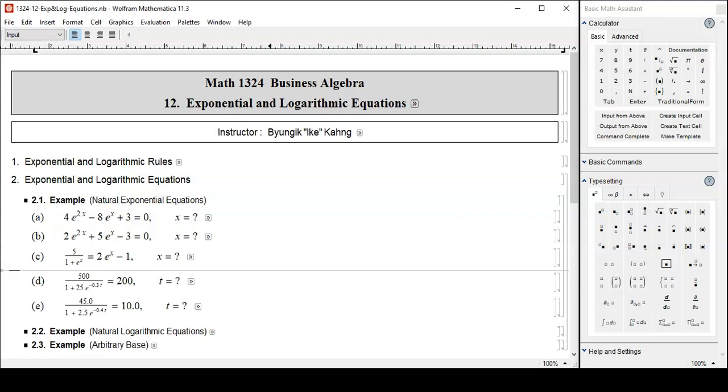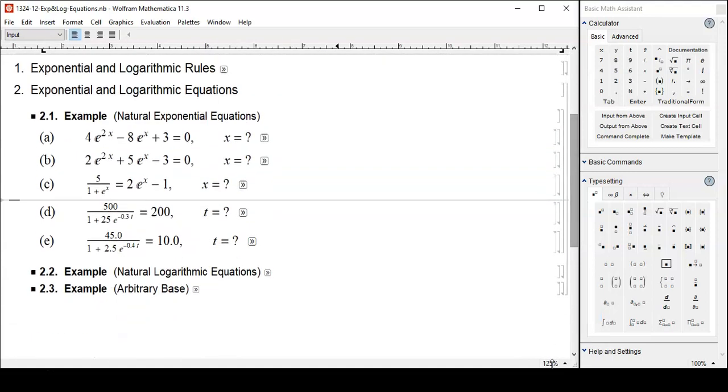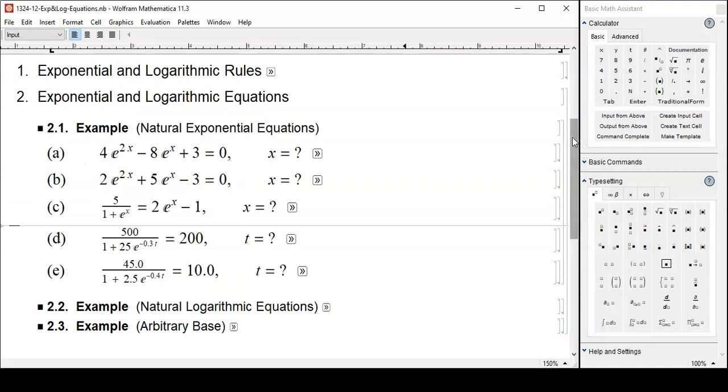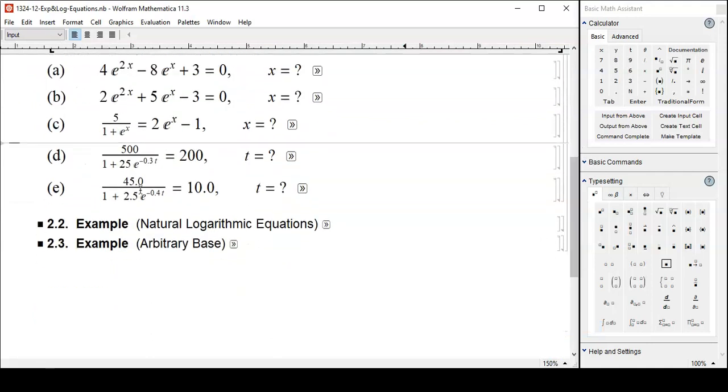Now let's go over to a little bit harder examples, those down here, and we need some bigger font here. Even bigger. First we have e to the negative 0.3t, and down here e to the negative 0.4t, and even more decimals flying around.